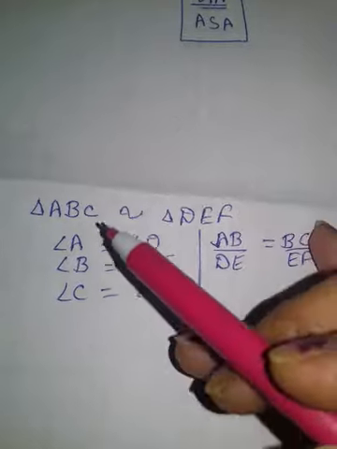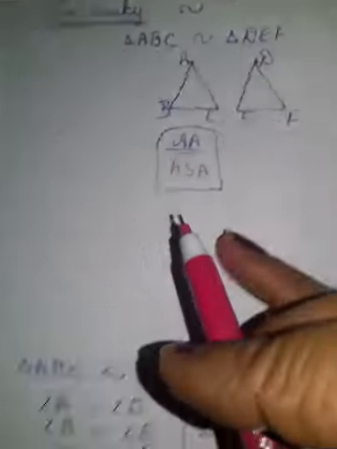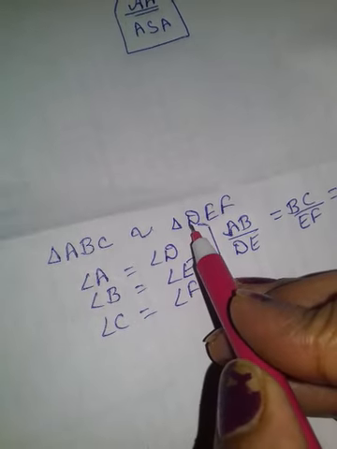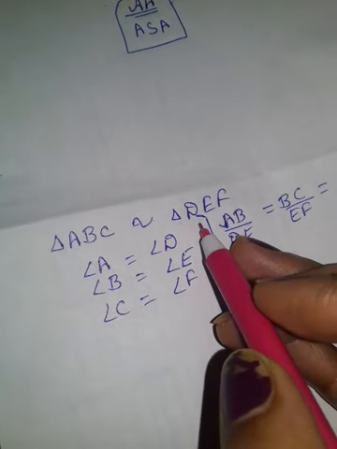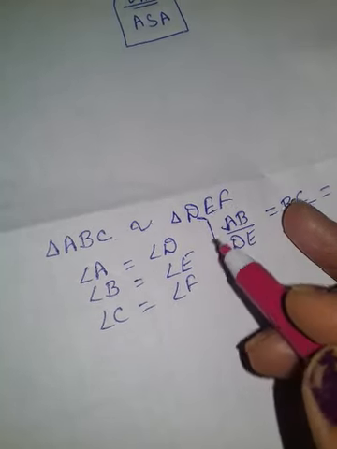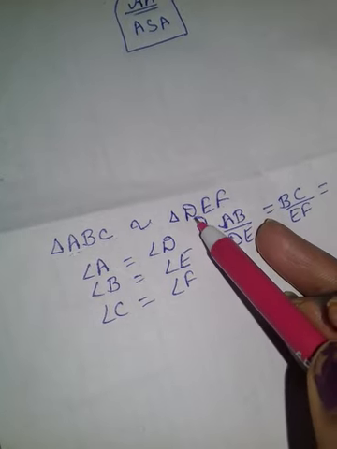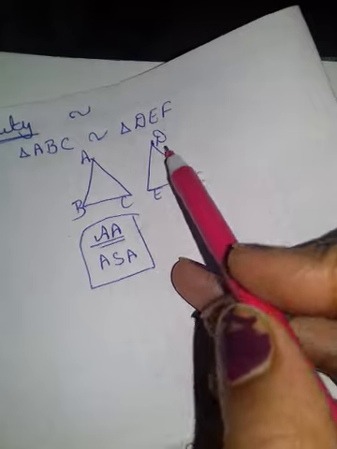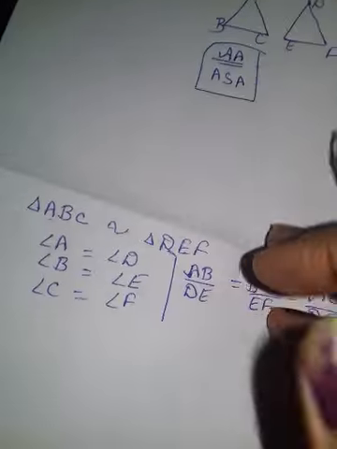Now, if two triangles are similar, then by this conclusion angle A is equal to its corresponding angle which is in the same place. Angle A is equal to angle D, angle B is equal to angle E, angle C is equal to angle F. Always consider the angle which is in the same place in the other triangle. Suppose A is in the same place as D. So these angles will be equal if two triangles are similar.